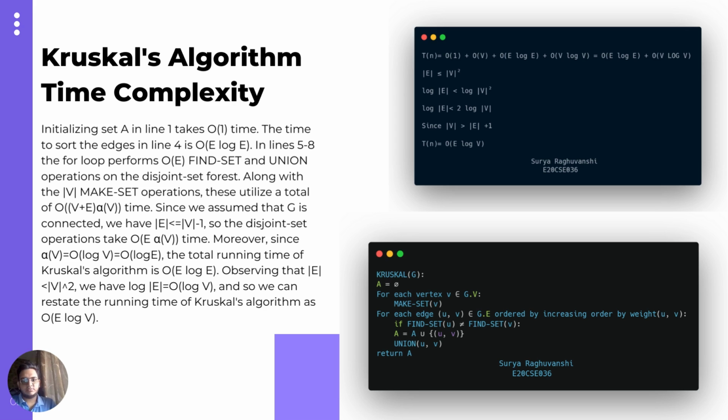Since we assume that G is connected, we have E greater than or equal to V minus 1. So the disjoint-set operations take O(E α(V)) time. Moreover, since α(V) is equal to O(log V), which is equal to O(log E), the total running time of Kruskal's algorithm is O(E log E). Observing that E is less than V squared, we have log E equals O(log V), and so we can restate the running time of Kruskal's algorithm as O(E log V).